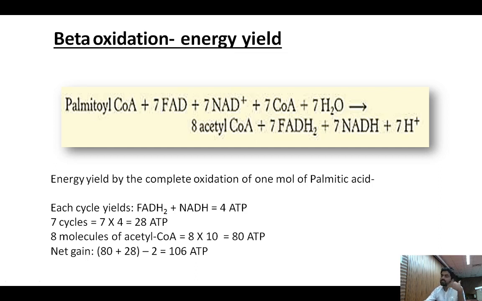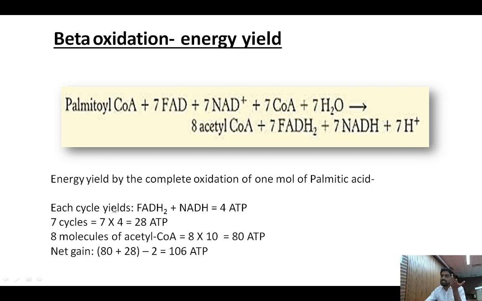Oxidation, hydration, oxidation and thiolase. These 4 reactions will happen 7 times. So 7 FAD will be required, then 7 NAD will be required. This will be in the second step, this will be in the fourth step, and 7 coenzyme A will be required, right? Coenzyme A-SH in the thiolysis reaction, the last reaction, plus 7 molecules of water will be required, forming 8 molecules of acetyl coenzyme A, 8 into 2, 16. So palmitic acid contains 16 carbon. 8 acetyl coenzyme A will form, 7 FADH2 will form, 7 NADH will form, and 7 hydrogen.